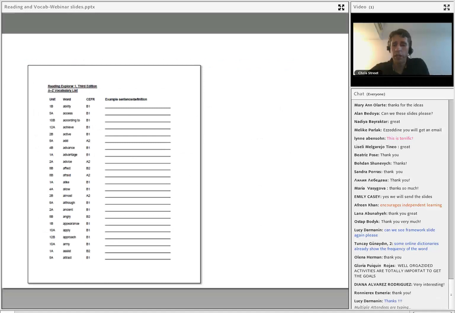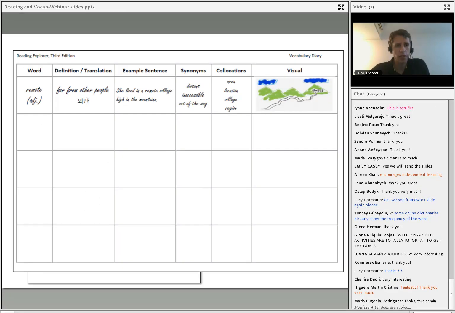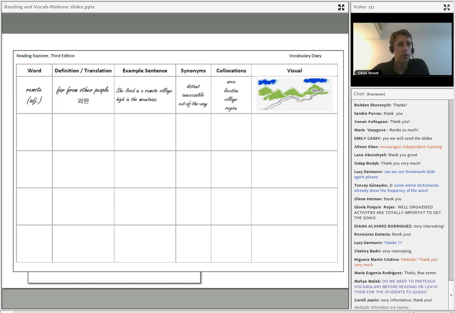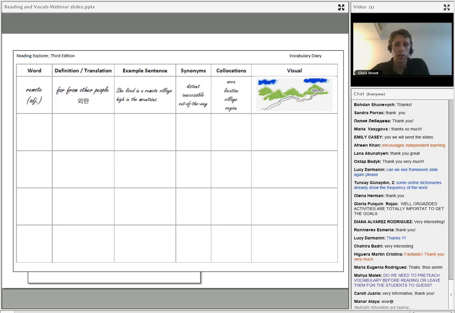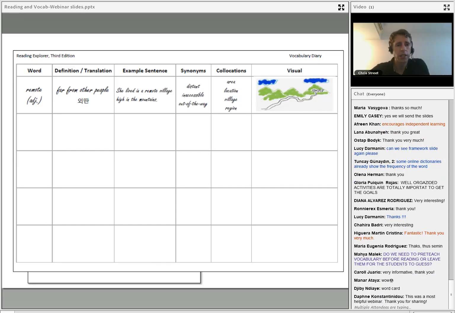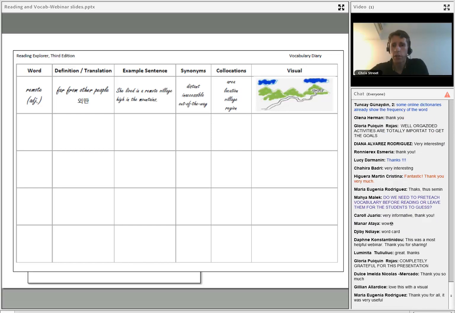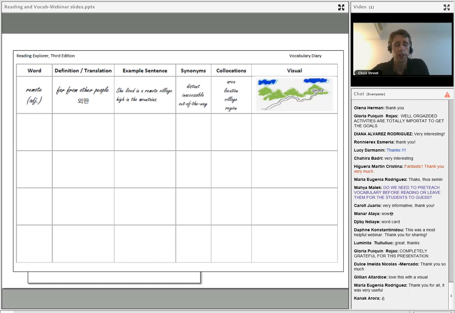Now, a vocabulary diary could just be a simple list of words like this one, but it's also possible to do something a bit more elaborate. So you can have students record the word, definitions, translations, example sentences. They could use the corpus then to fill in synonyms and collocations. And even a visual would be good to help remember some of the words. And this kind of activity would form a nice part of a student's homework maybe.